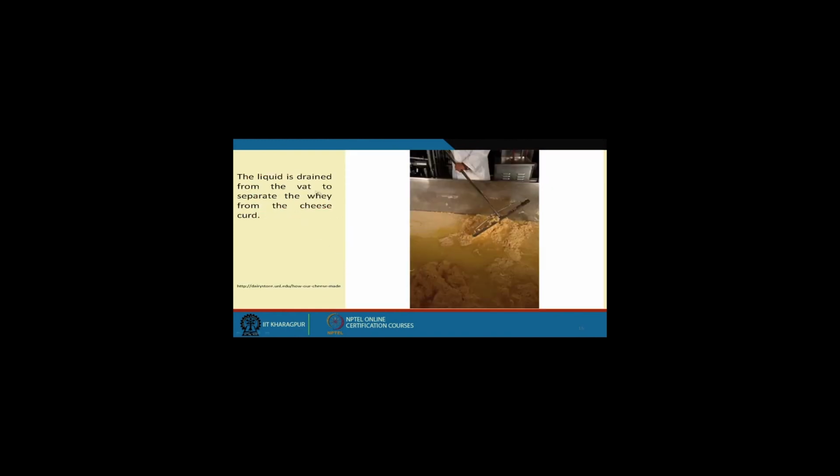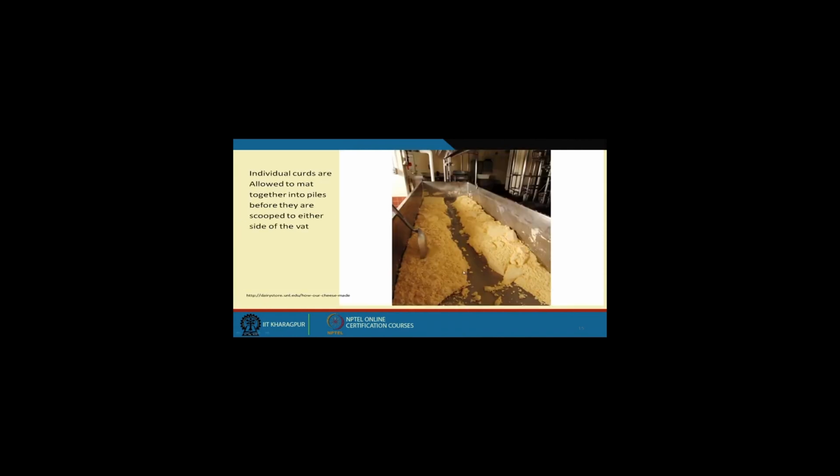Now, you can see the grain size here, and how the solid particles are separating out. You can see the liquid drained off to separate the whey from the cheese curd. This is the liquid and this is the solid that we have. And this is the individual curd; finally it comes in this solid form.